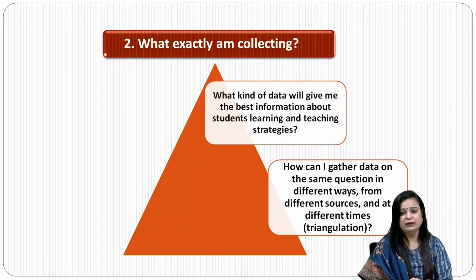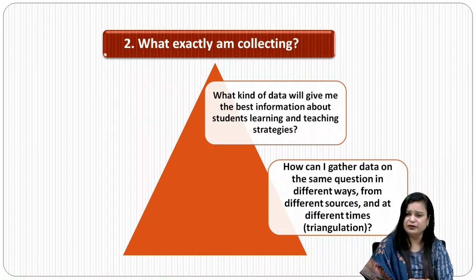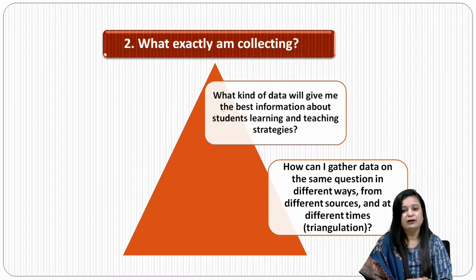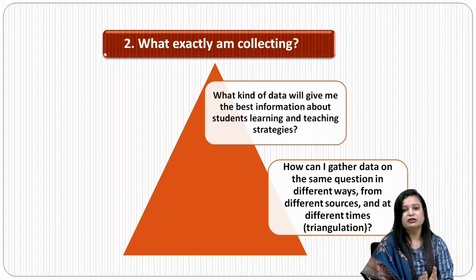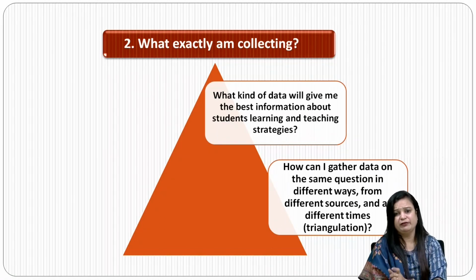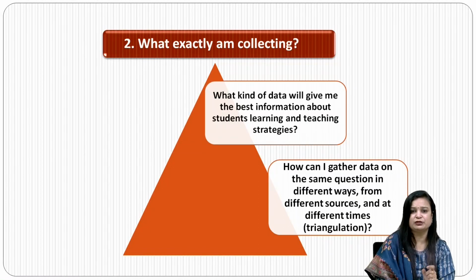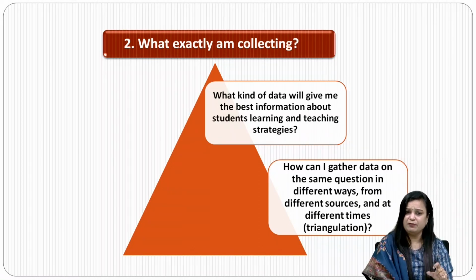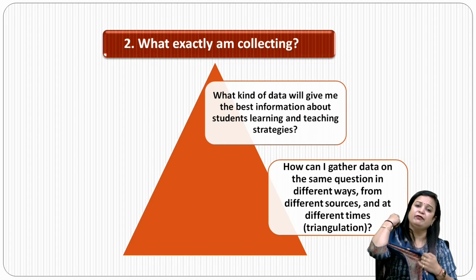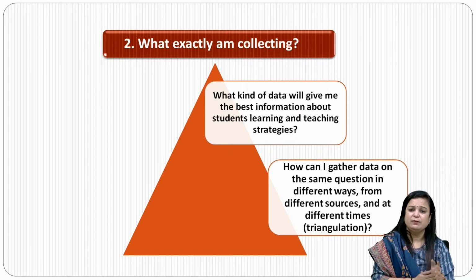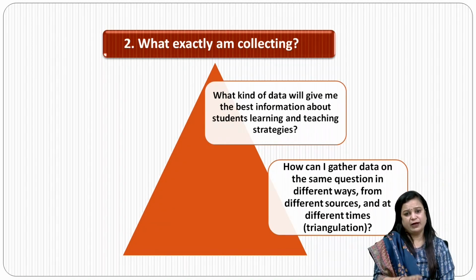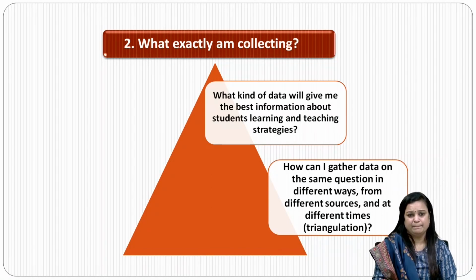How can I gather data on the same question in different ways, from different sources and at different times? This is again very much important. There can be one question for different target groups. There can be one similar question for different villages. There can be one similar question for different age groups. There can be one similar question for different kinds of technologies. So what happens is, there are different ways of answering the same question.